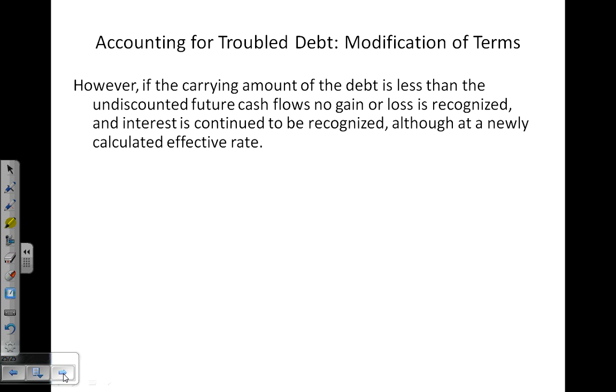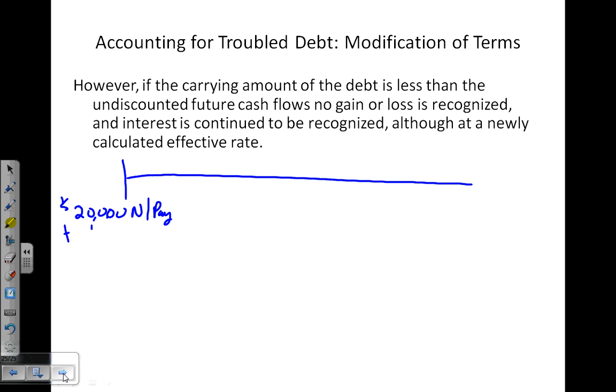Right. So this is the more difficult situation where we have to not recognize the gain from the debtor's perspective. So if the carrying amount of the debt today is less than the undiscounted future cash flows, no gain or loss is recognized, and a new effective interest rate is recognized. So imagine that we're in a situation where we owe $20,000 today. So that's our note payable, plus $1,000 of accrued interest payable. So we owe $21,000. That's our liability today, and we can't pay it.